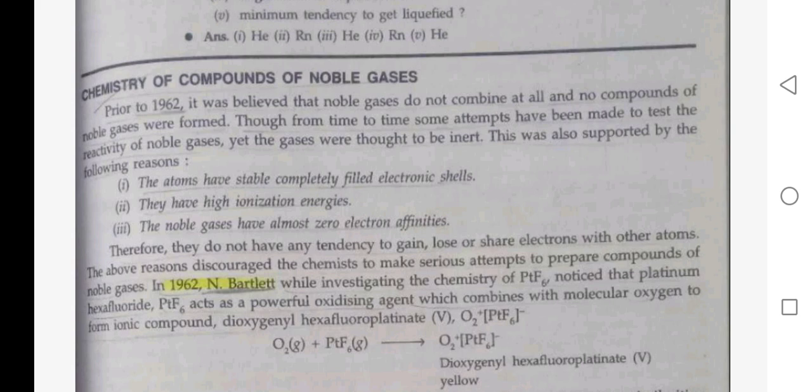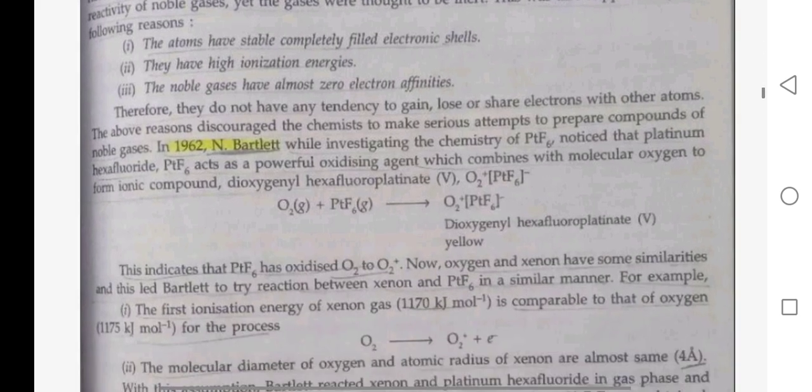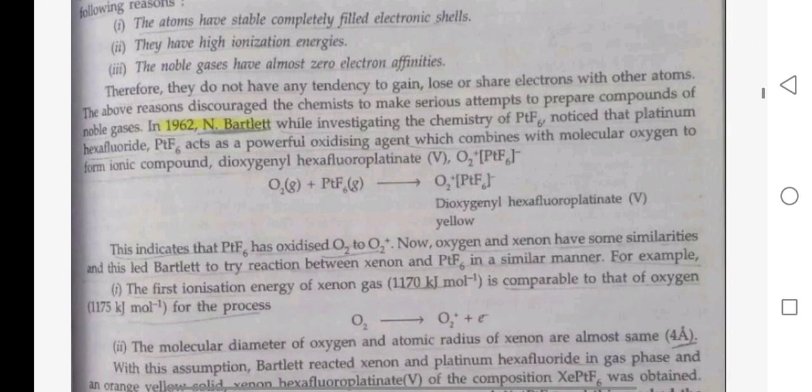In 1962, N. Bartlett, while investigating the chemistry of PtF6, noticed that platinum hexafluoride, PtF6, acts as a powerful oxidizing agent which combined with molecular oxygen to form the ionic compound dioxygenyl hexafluoroplatinate. Oxygen plus PtF6 gives the formation of dioxygenyl hexafluoroplatinate, yellow in color. This indicates that PtF6 has oxidized O2 to O2 plus.